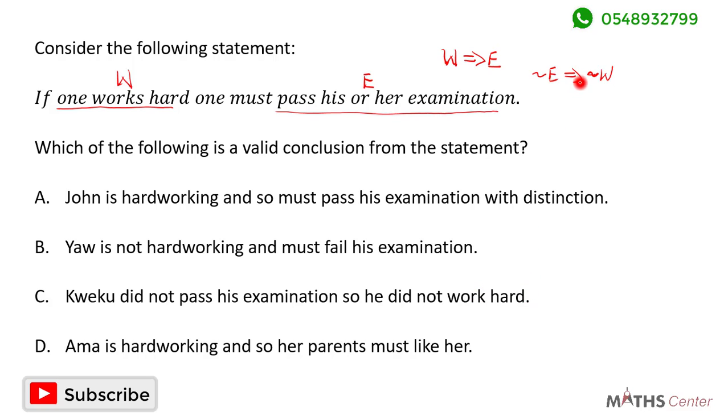It implies that Kweku also belongs to the negative of W, because the negative of W is those who did not work hard. And we have seen that if someone does not pass his or her examination, it implies that the person did not work hard. And so Kweku did not pass his examination, so he did not work hard. This is the valid conclusion we can draw from the statement that was given to us. So the correct option is option C. Kweku did not pass his examination, so he did not work hard.